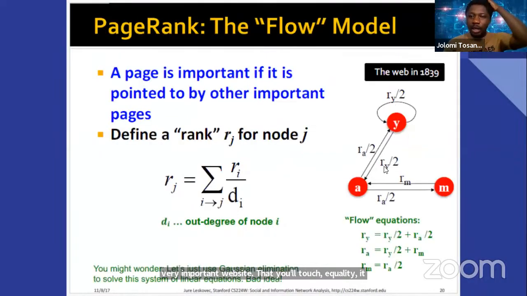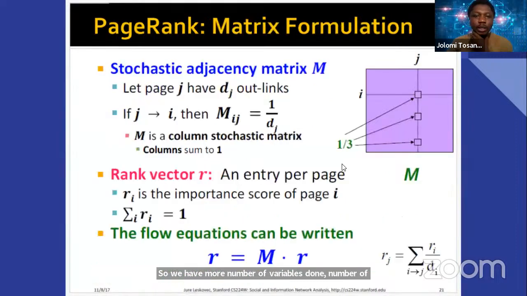And then if we have this and we present the flow equation, you're going to have this, but it's a problem. You cannot find the value of the vectors r_y, r_a, and r_m because of the rank of these equations, right? So we have more variables than equations. So we cannot solve it algebraically, right? So how are we going to find the values of the importance?